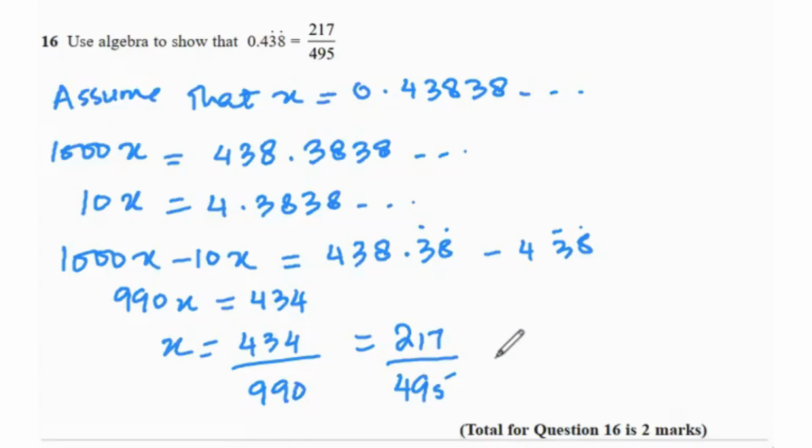So simple as that. Same steps in every question we get for recurring decimals, and the answer is already given in the question, so it's going to be pretty simple.